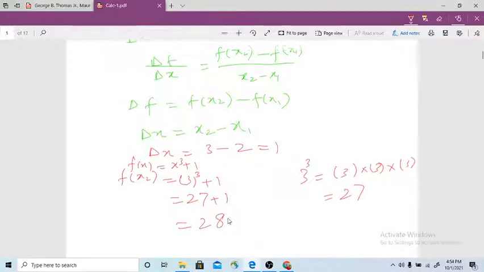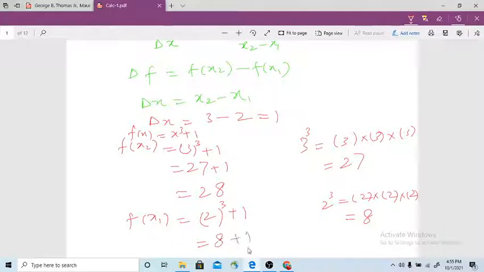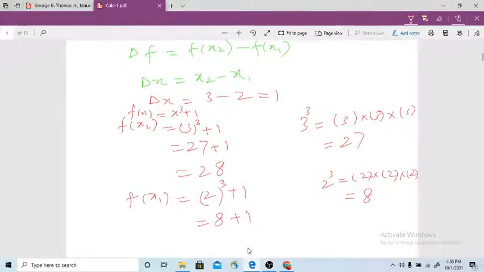Very easy. And what is f of x1? f of x1 is equal to 2 cube plus 1. Again, 2 cube means we have to write the base 3 times and then multiply, and here the base is 2. So 2 raised to the power 3 is equal to 8. So it is 8 plus 1. Answer is 9.